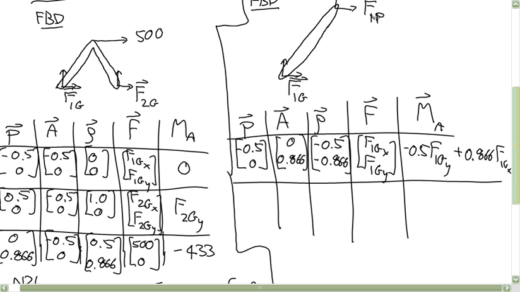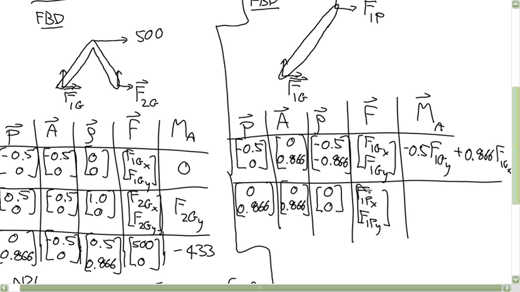And then this force is at 0, positive 0.866. That's where the about point is. The row vector is 0, 0. The force vector is F1px, F1py. And then that doesn't contribute any moment.